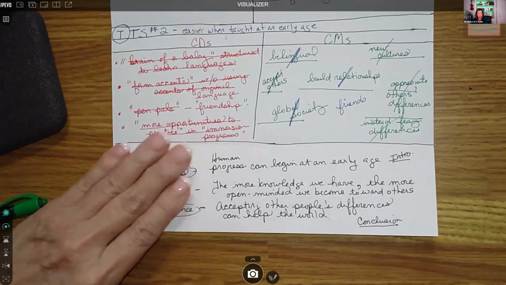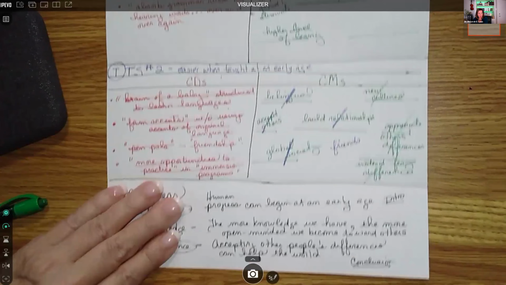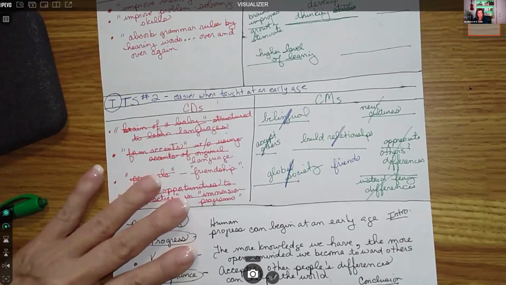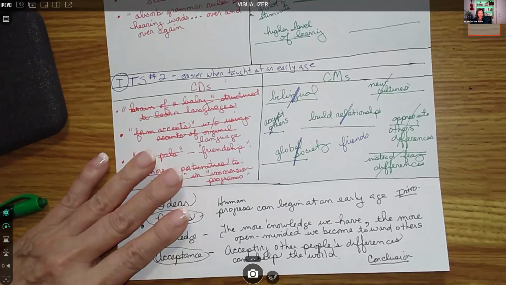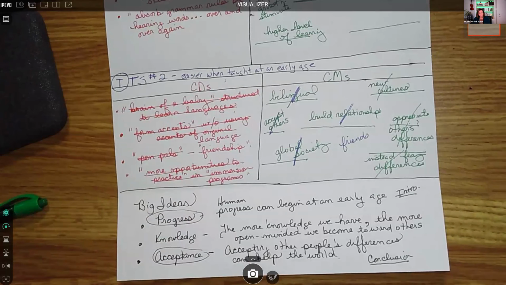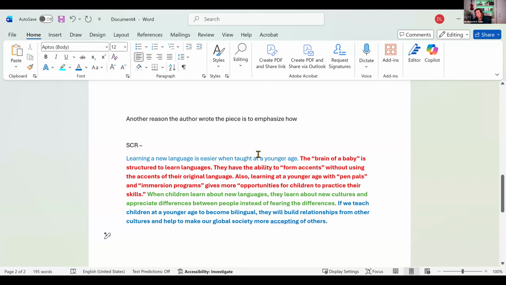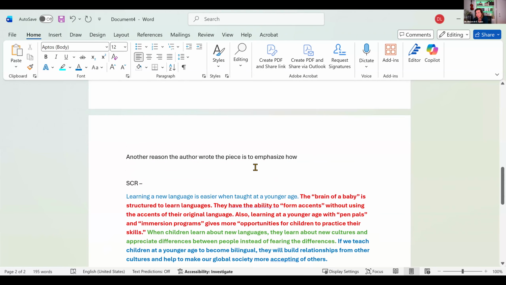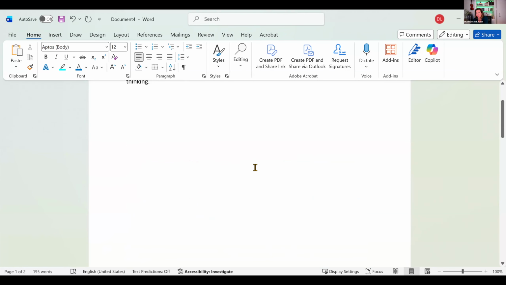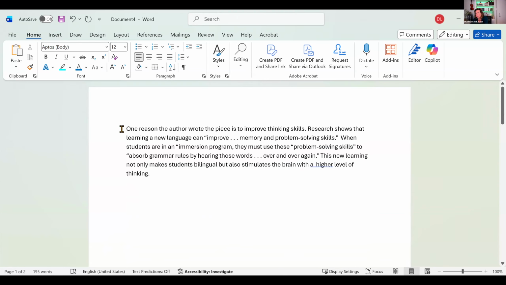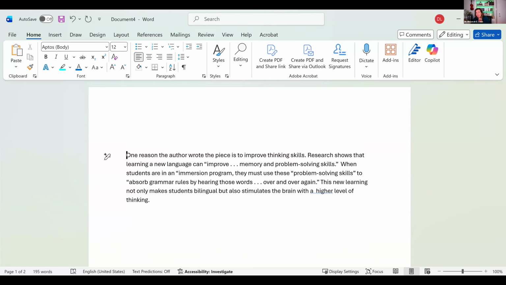Now, I want to show you one more quick thing. If this were an ECR and I were going to create this whole thing as an ECR, then this would be probably another reason, or the most important reason the author wrote the piece, right? If it asks for what are the reasons the author wrote the piece. And then maybe I'm going to teach them up here. We're going to pick and stitch together the idea about thinking skills.